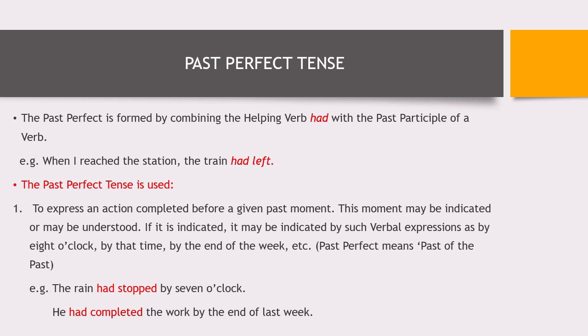The past perfect tense is used, 1. To express an action completed before a given past moment. This moment may be indicated or may be understood. If it is indicated, it may be indicated by such verbal expressions as by 8 o'clock, by that time, by the end of the week, etc. Past perfect means past of the past. For example, the rain had stopped by 7 o'clock. He had completed the work by the end of last week.